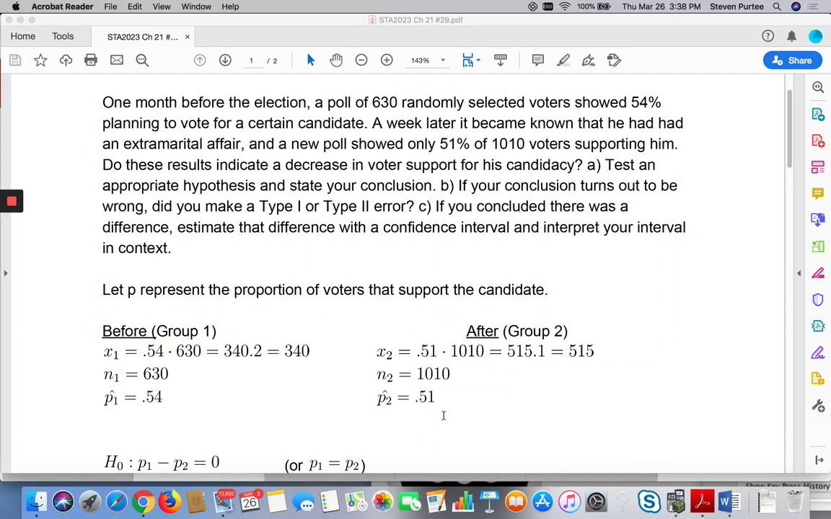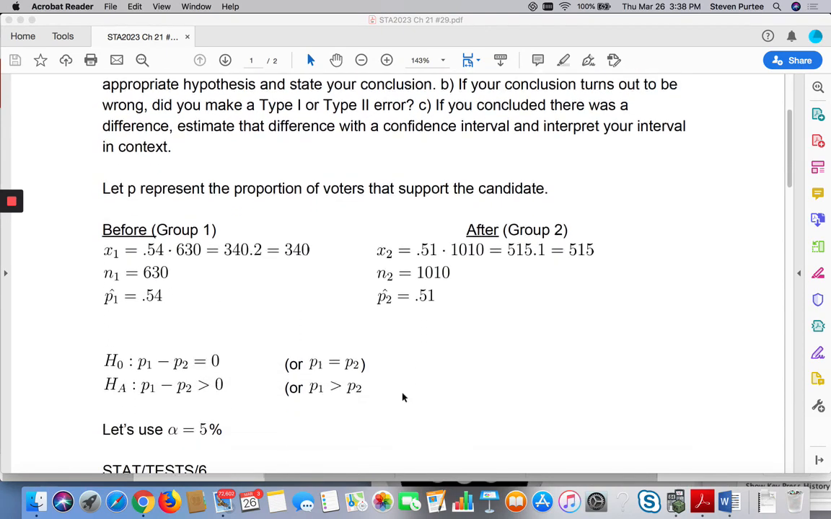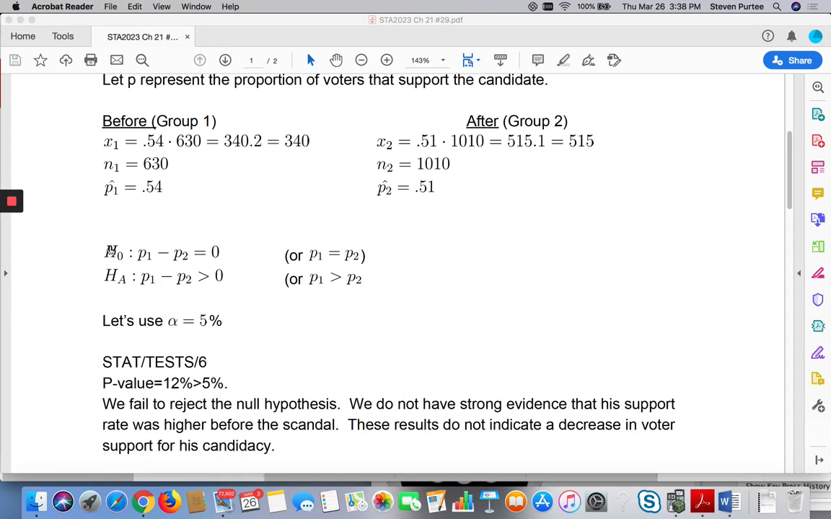Similarly, over here for group 2, the afters. Because before had a higher success rate, they get to be group 1. Group 1 is the one with the higher P hat. Then our hypotheses. Null hypothesis is always the same. P1 minus P2 equals 0. It's okay if you want to write it like this. This means the same thing. P1 equals P2. That says, mathematically, that his support rate before is the same as his support rate after. That's what we're trying to disprove.